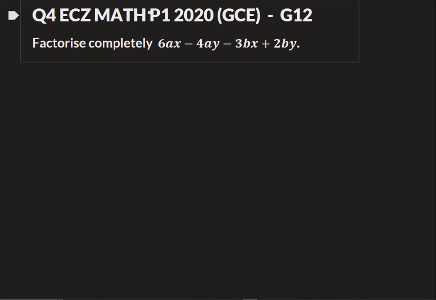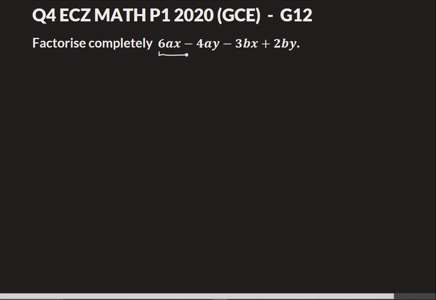The next question asks us to factorize completely. What we will have to do here when we see 4 terms, we will use a method called factorizing by grouping. So we'll treat these as our first group and then these as our second group. Then we are going to attempt to factorize the first group. What is common in 6ax and 4ay? What is common is an a, and apart from the a, we can also see a 2 is common.